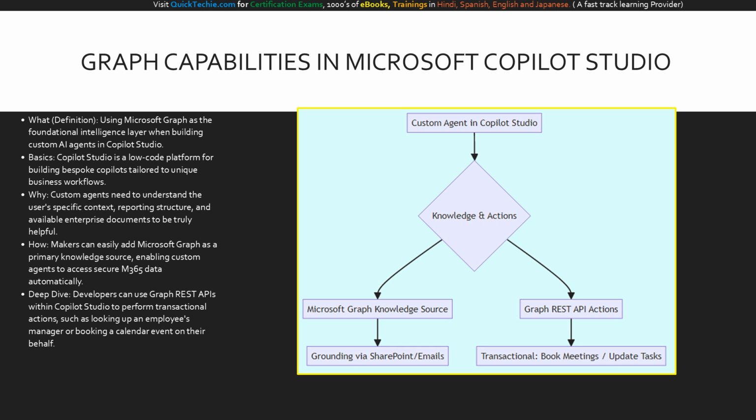Why do we need Graph here? Because a custom HR agent or IT support bot needs to understand the user's specific context, their reporting structure, and their secure enterprise documents to be truly helpful.